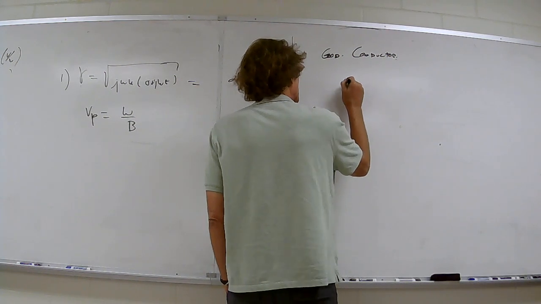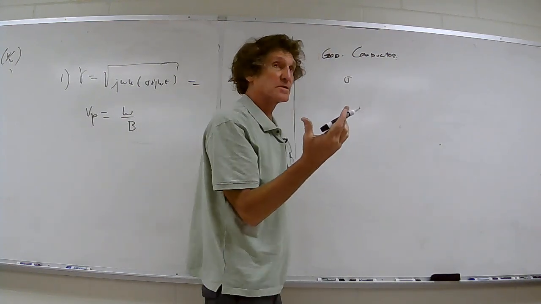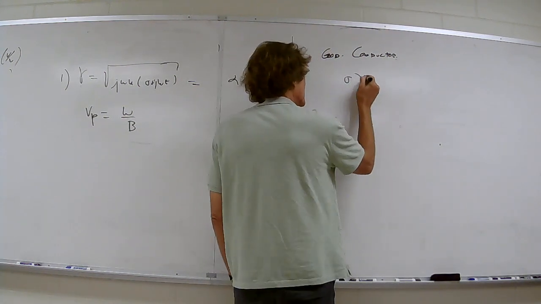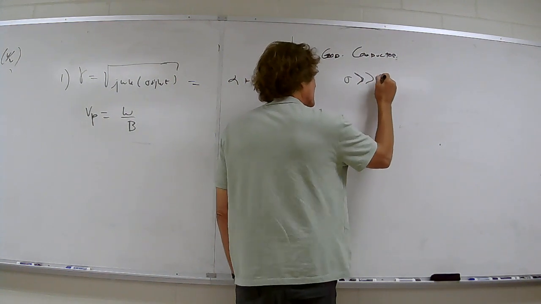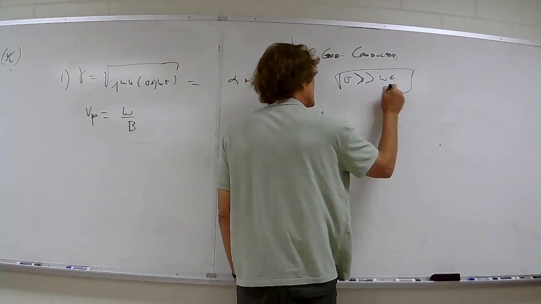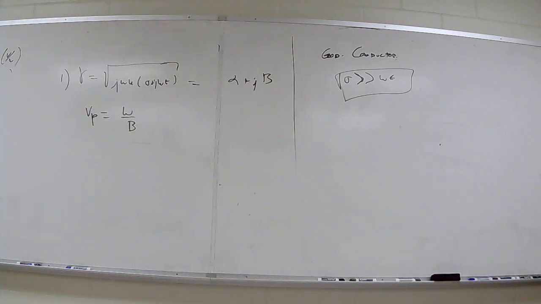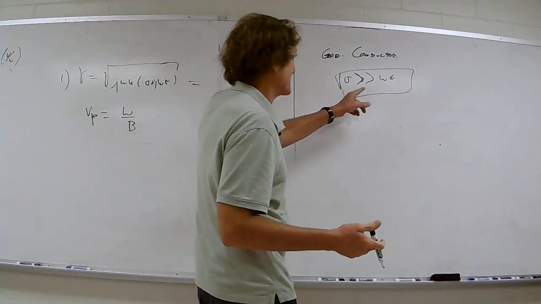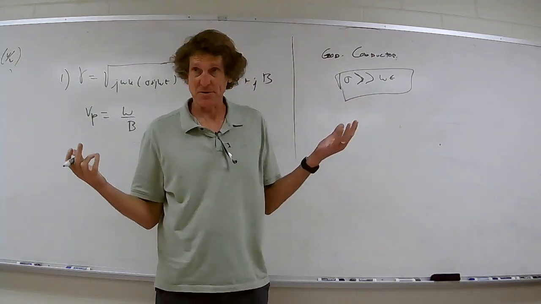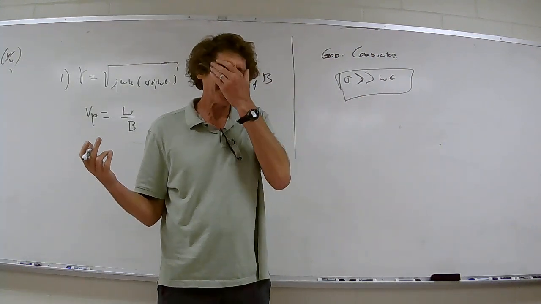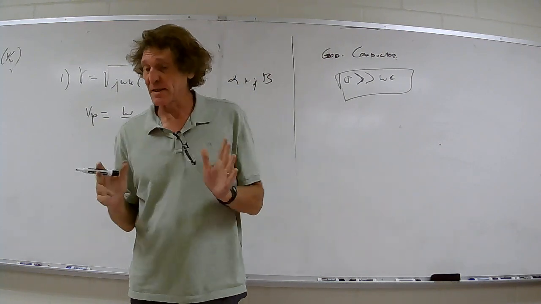Well, what is a good conductor? It depends on the frequency, but it's when sigma is much, much greater than omega epsilon. That's the condition. You can see it as frequency dependent, because what if you're at DC? Well, if you're at DC, anything's a good conductor. There's no omega epsilon. You all follow me on this, class?